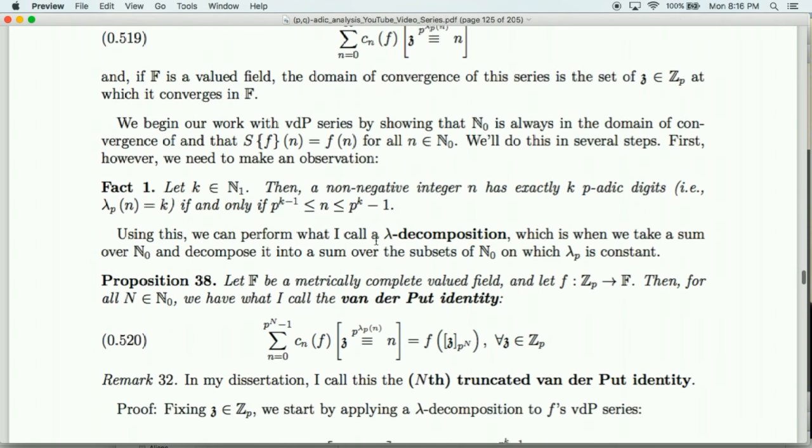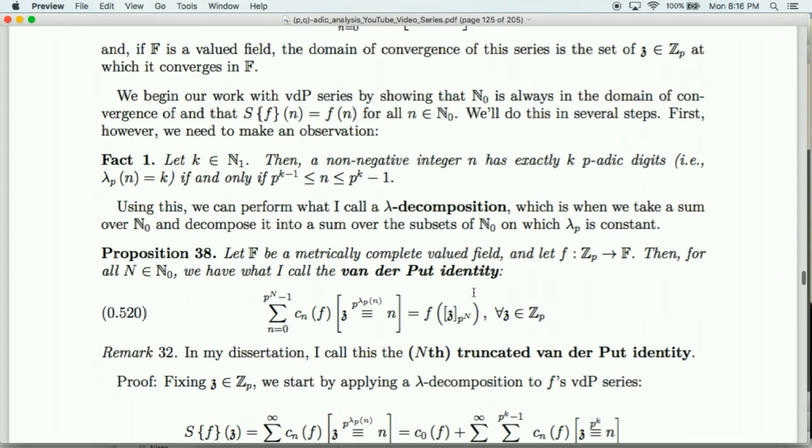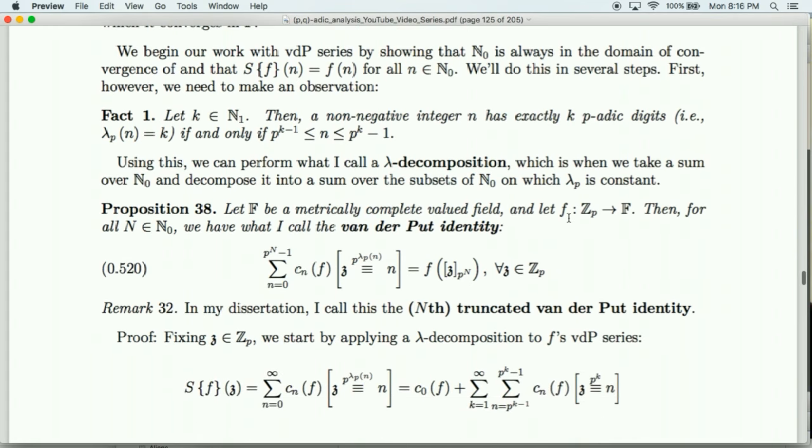So here's the proposition. Let F be a metrically complete valued field, and let f be a function from Z_p to F. Then for all non-negative integers big N, we have what I call the van der Put identity. This says that if we take the van der Put series of f and sum from n equals 0 to p^N minus 1, that's the same thing as precomposing f with the projection mod p^N operator. In my dissertation, I called this the Nth truncated van der Put identity.